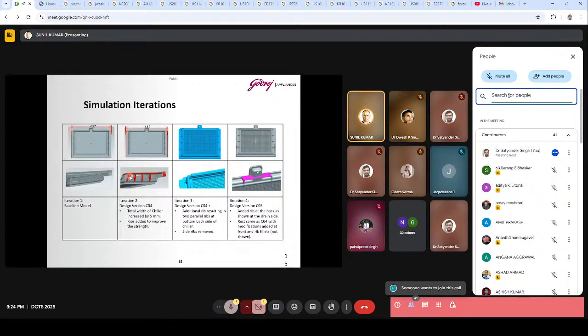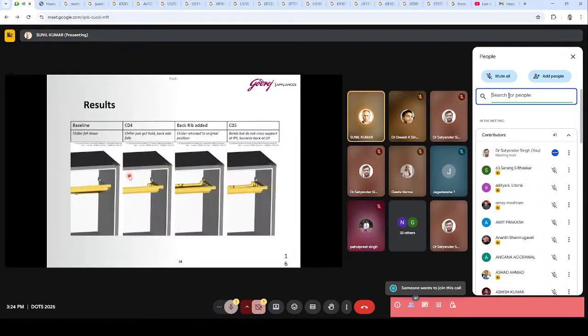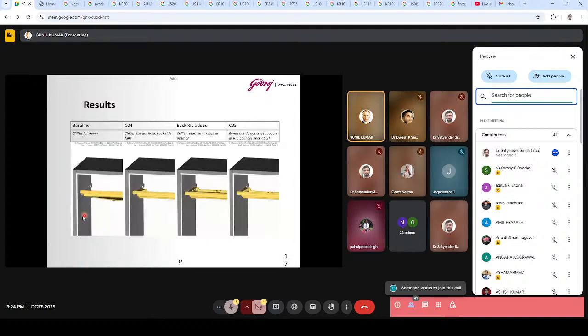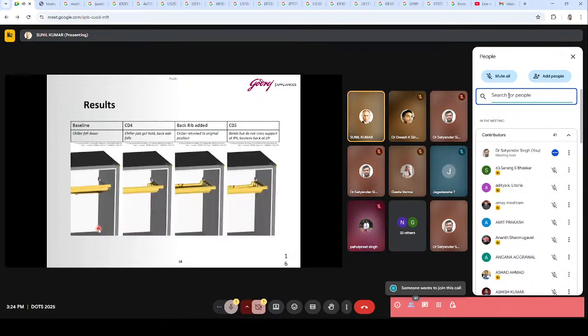This is a simulation for a drop test. This is a drop test simulation. In this, I'll show you a video. Video is not playing. Video playing.